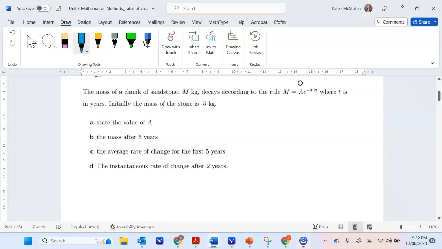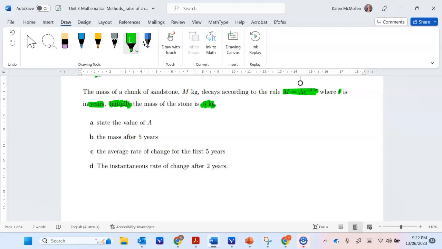So the mass of a chunk of sandstone in m kilograms decays according to the rule M equals A times e to the power of negative 0.2t, where t is in years. It's always important just to make sure that we know our units, because they might change. Probably not here, but we just got to be aware. All right, initially.